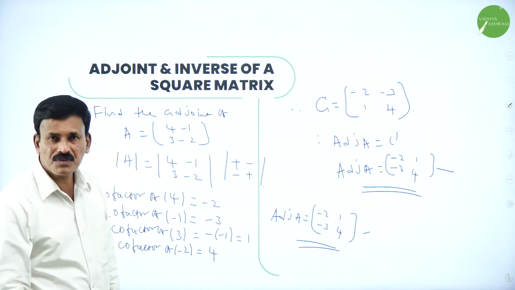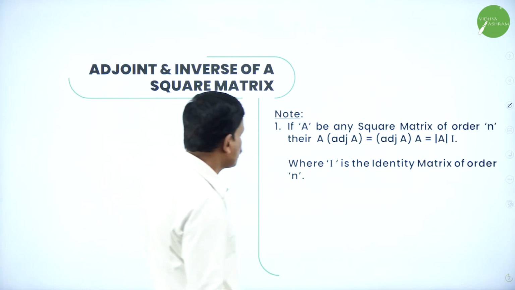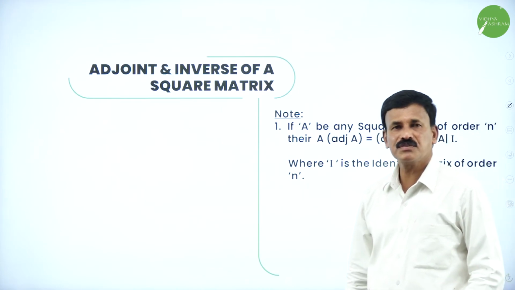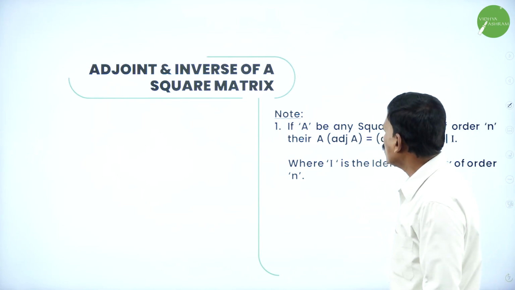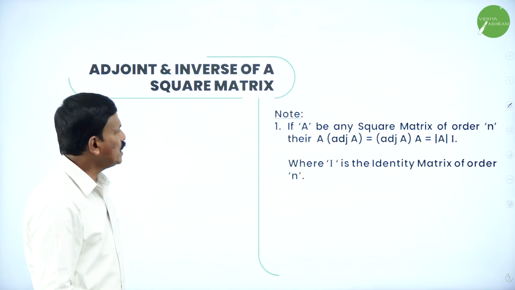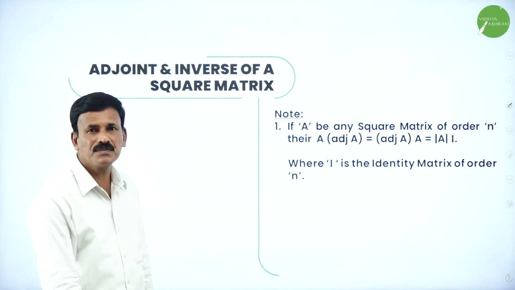Now, for 1 mark, what is the procedure? Let us see. There is a property. Let us discuss regarding the property. Then I will explain how to find the adjoint for 1 row, 1 column. So, that is, if A be any square matrix of order n, then A into adjoint of A is equal to adjoint of A into A is equal to determinant of A into I.